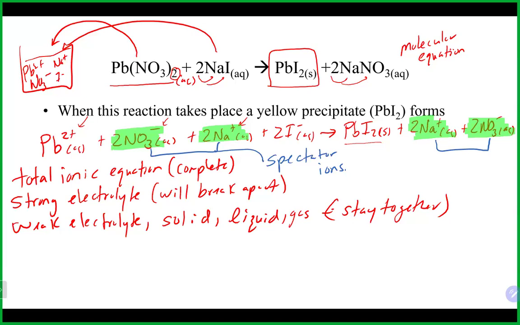So what do we do with these? We take the spectator ions on both sides and we cancel them out. They should completely cancel out, by the way. You should have the same number of spectator ions on each side. Like I have 2 nitrates on the left, I should have 2 nitrates on the right. I have 2 sodiums on the left, and in this case, I should have 2 sodium ions on the right.